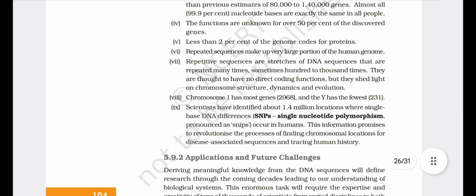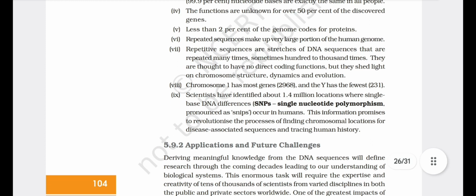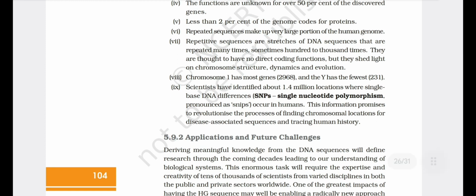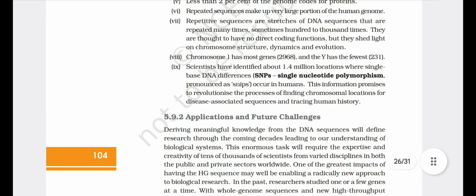Less than 2% of the genome codes for protein. Repeated sequences make up a very large portion of the human genome. Repetitive sequences are stretches of DNA sequence that are repeated many times, sometimes 100 to 1000 times. They are thought to have no direct coding function, but they shed light on chromosome structure, dynamics, and evolution.